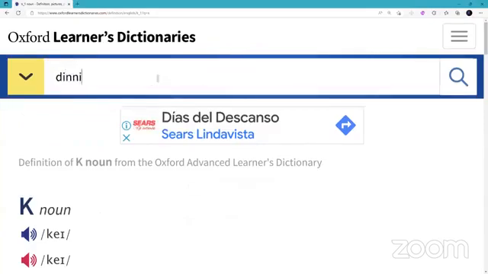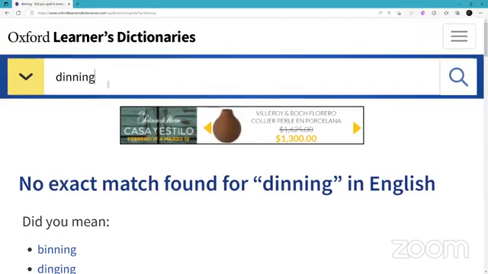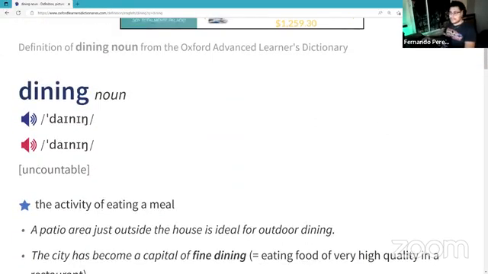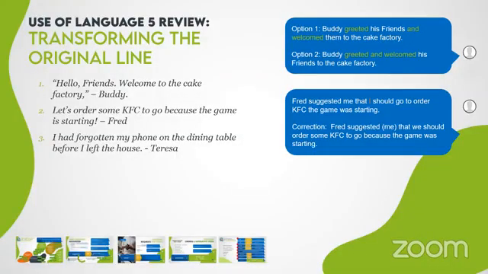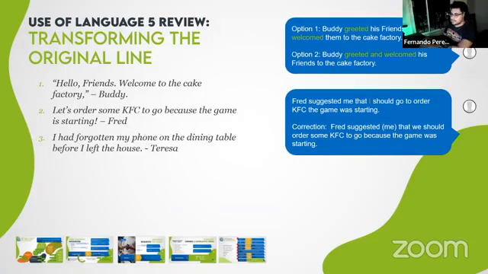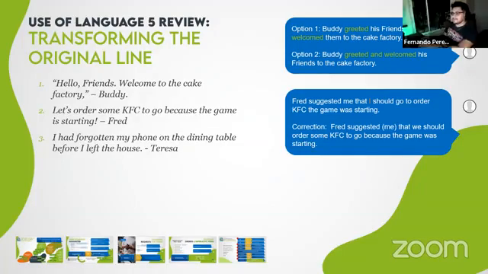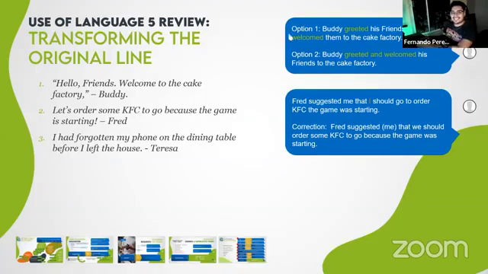Let's go here. Dining. Dining. Dining. Okay, dining. I had forgotten my phone on the dining table before I left the house. Okay. That is a standard sentence, right? You are correct there.